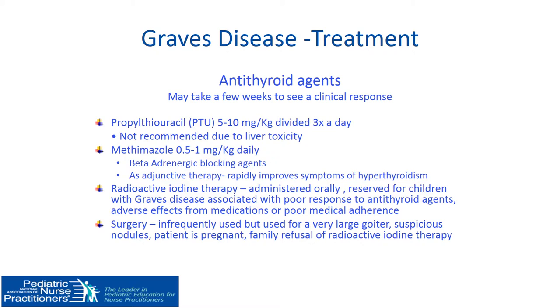We don't usually like to start with that drug because it can cause liver toxicity. So the drug that we used to start with is methimazole. It's 0.5 to 1 milligram per kilo daily. And here we have the beta adrenergic blockers. That's going to be what you're going to use to treat the hypertension, the tachycardia, and the cardiac symptoms that the kids have, so that it doesn't cause a problem until those antithyroid agents kick in.